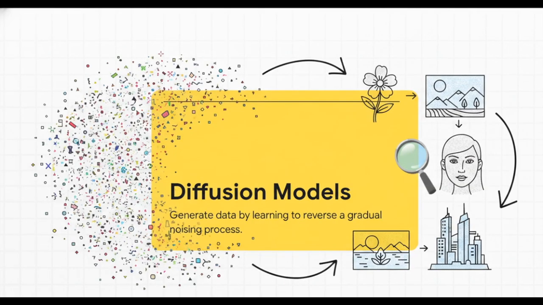And that brings us to diffusion models. This is the technology behind pretty much all of today's amazing AI image generators. The core idea is simple. It's about creating order from chaos. The model is trained to do just one thing very, very well: take a noisy, staticky image and predict how to clean it up just a tiny little bit.